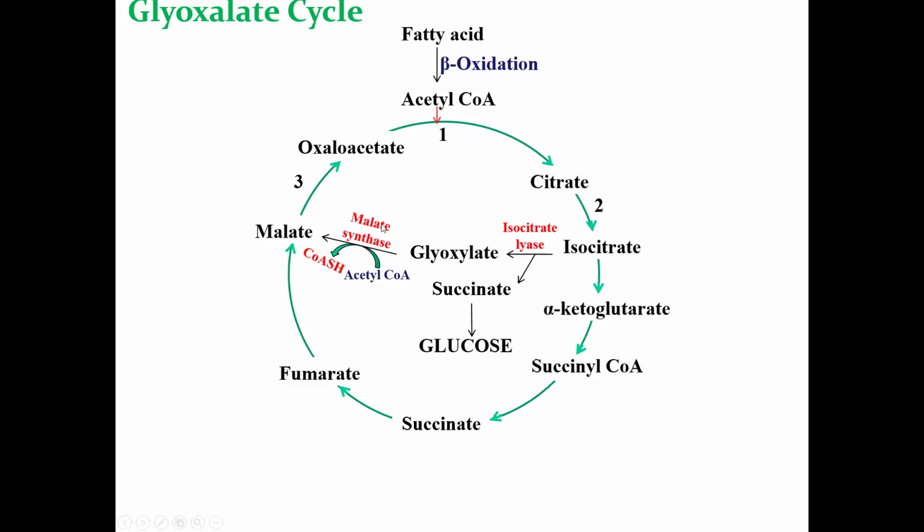But in higher animals, the isocitrate lyase enzyme is absent. For this reason, isocitrate cannot be converted into glyoxylate or succinate. For this reason, this reaction does not happen in higher animals, so it goes in this direction. For this reason, the glyoxylate cycle does not happen in the higher animal body. For this reason, we cannot convert this acetyl coenzyme A from fatty acid to glucose or carbohydrate.